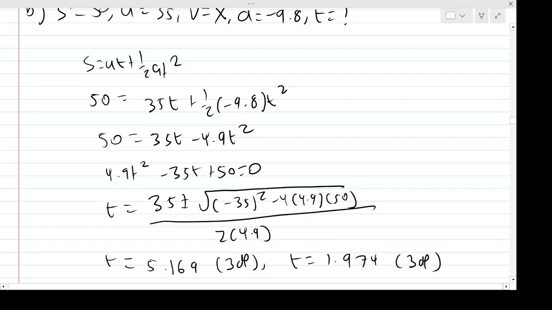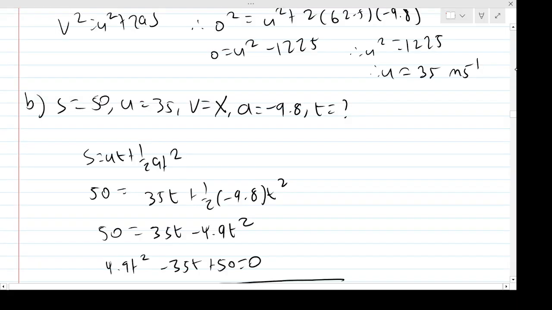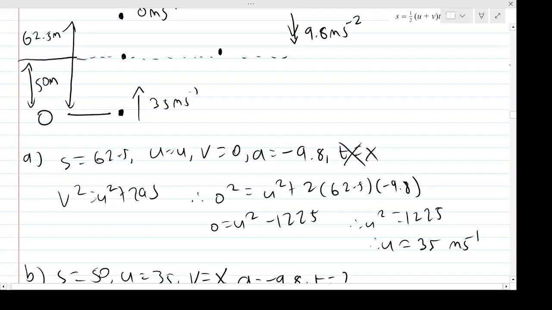These two values make sense, both positive, both seem sensible numbers. So those are my two times. What that means is it first reaches 50 meters above O at time 1.97 seconds.